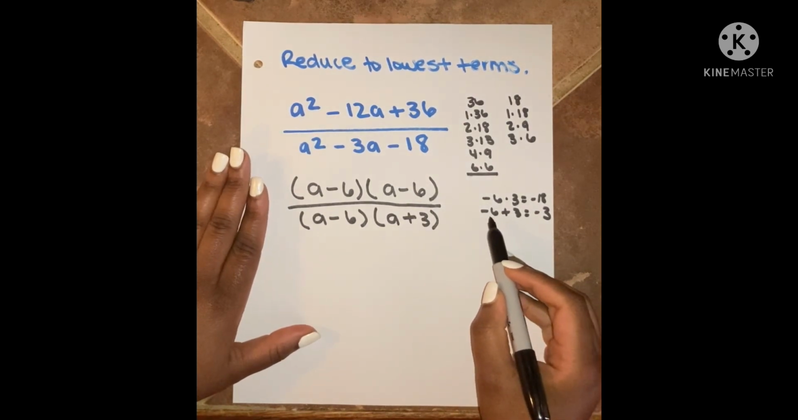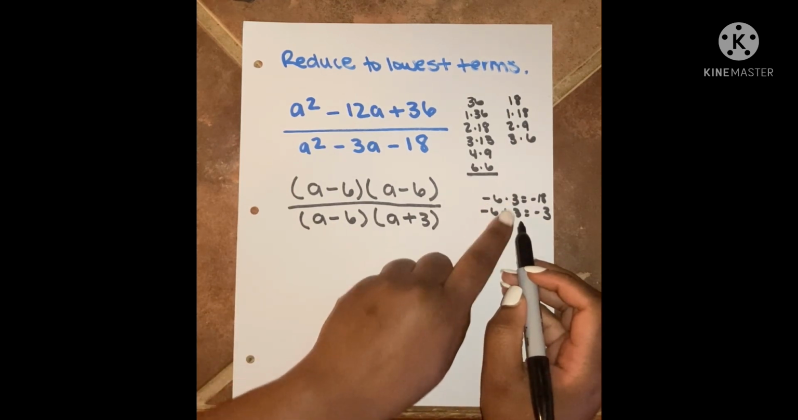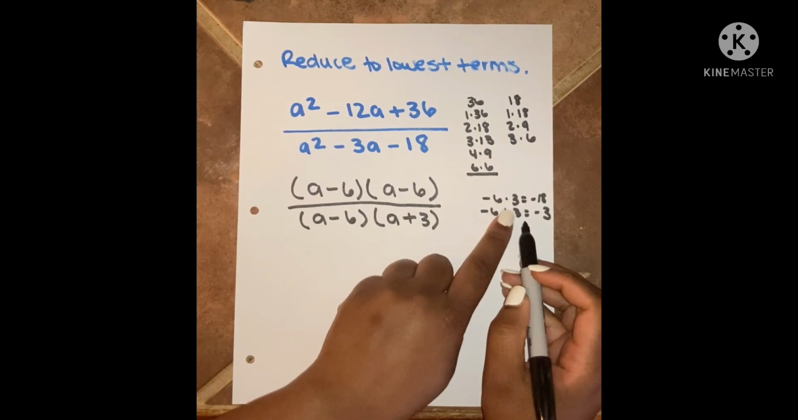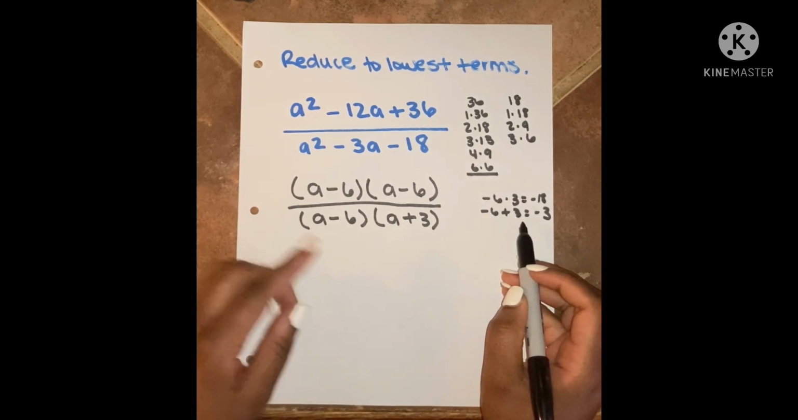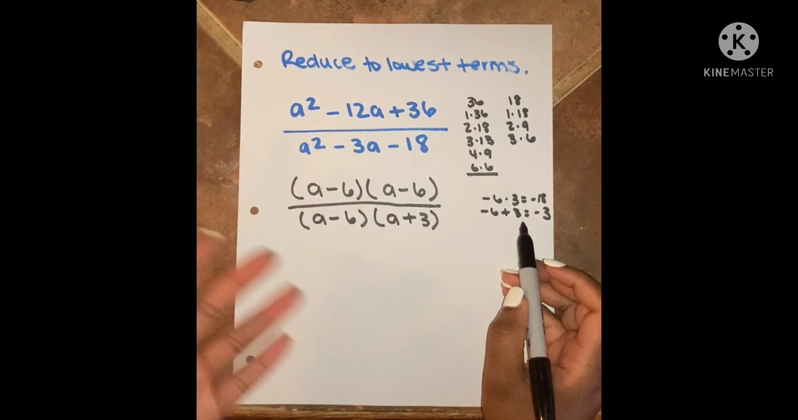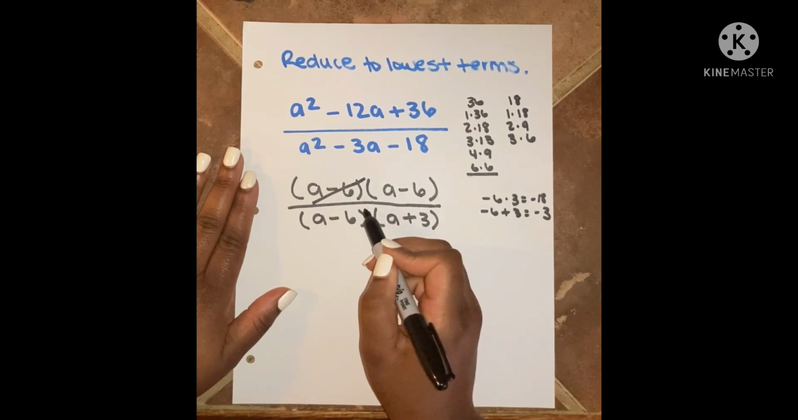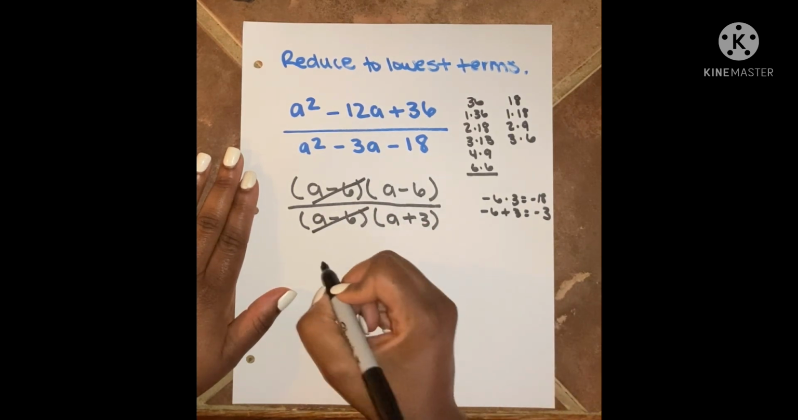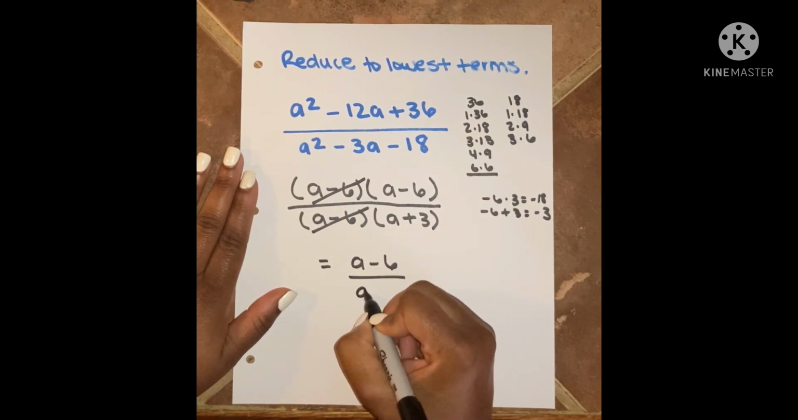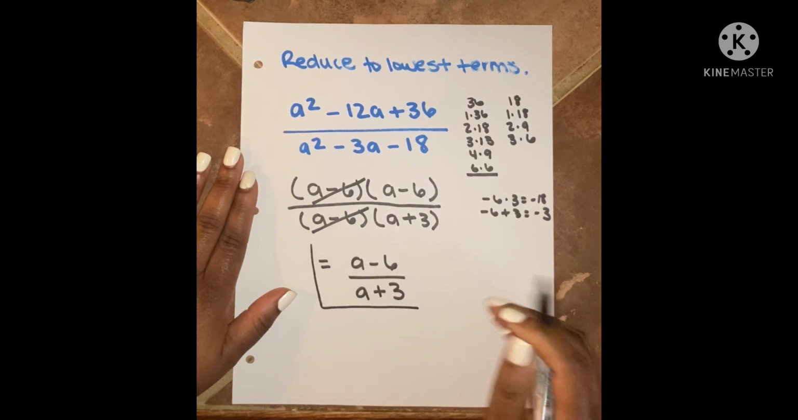So here we see that the 6 is negative, so we're going to do a minus 6, and our 3 is positive, so that's why it gets the plus. So here we see that we have factors that are the same, that we can cancel out. We have a minus 6 here and a minus 6 here. And that leaves us with a minus 6 divided by a plus 3. And that's our answer.